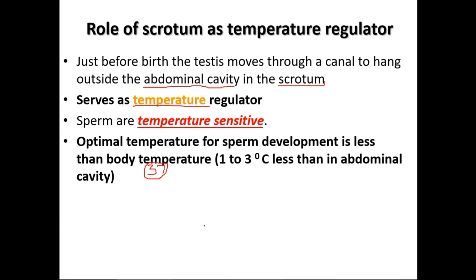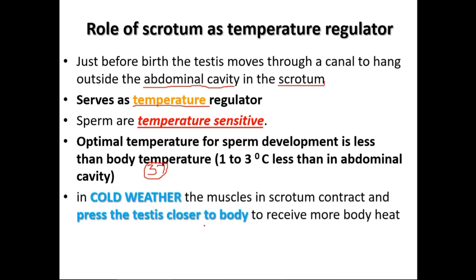Okay. Then we obviously know that in cold weather, so how does it do it? Okay, in cold weather, when your body's cold, the muscles in the scrotum will contract and they will then press the testes closer to the body so that the testes can get more heat. That is in cold weather.